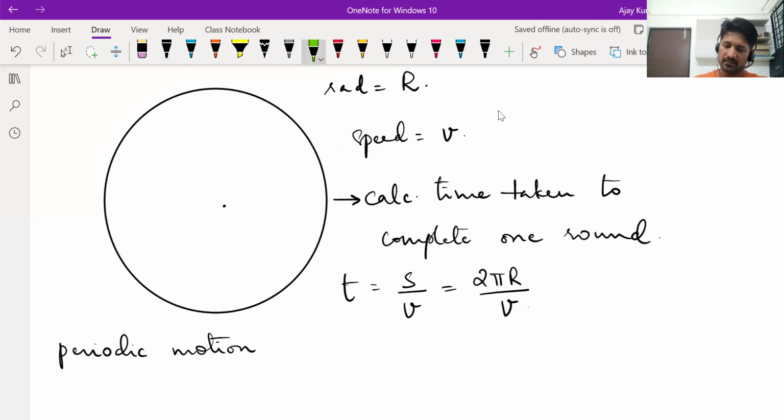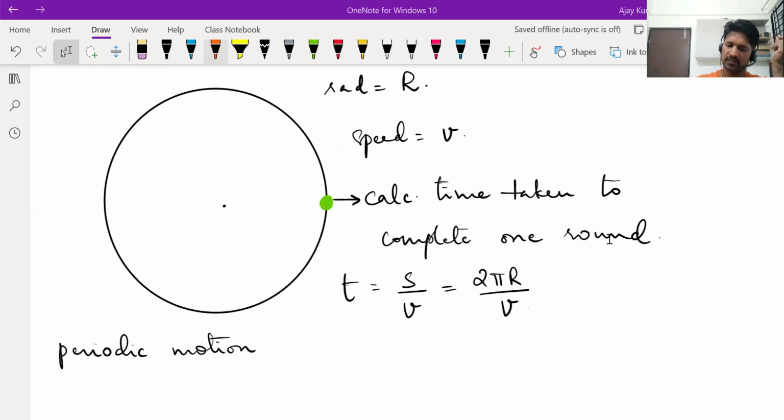Now tell me, is uniform circular motion periodic or not? Does it repeat after regular intervals of time, or does it repeat after unequal intervals of time? What do you say? Sir, it's a periodic motion. It is periodic. If the object continues with that speed, it will keep going around the circle, and every time it will do one round in the same time. So it will keep doing rounds in equal intervals of time, so it becomes periodic motion.